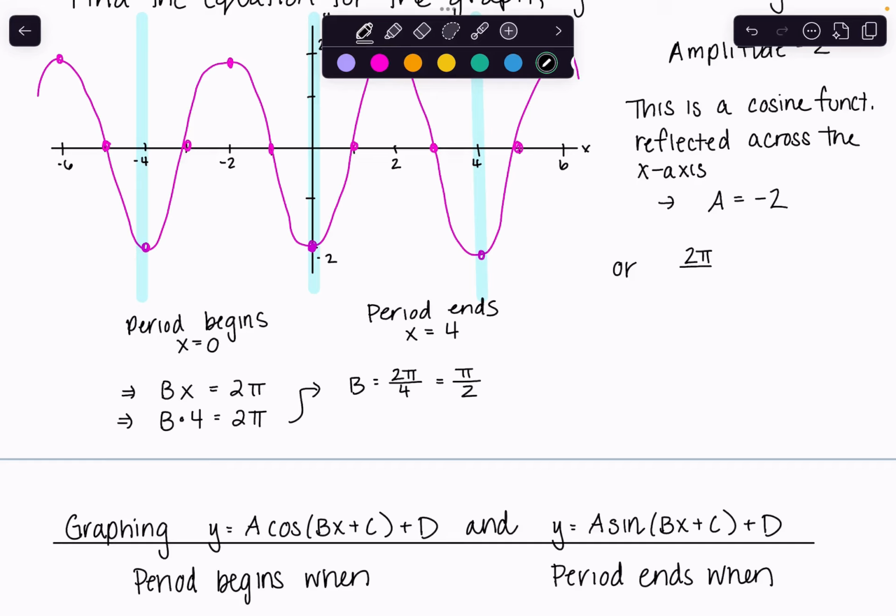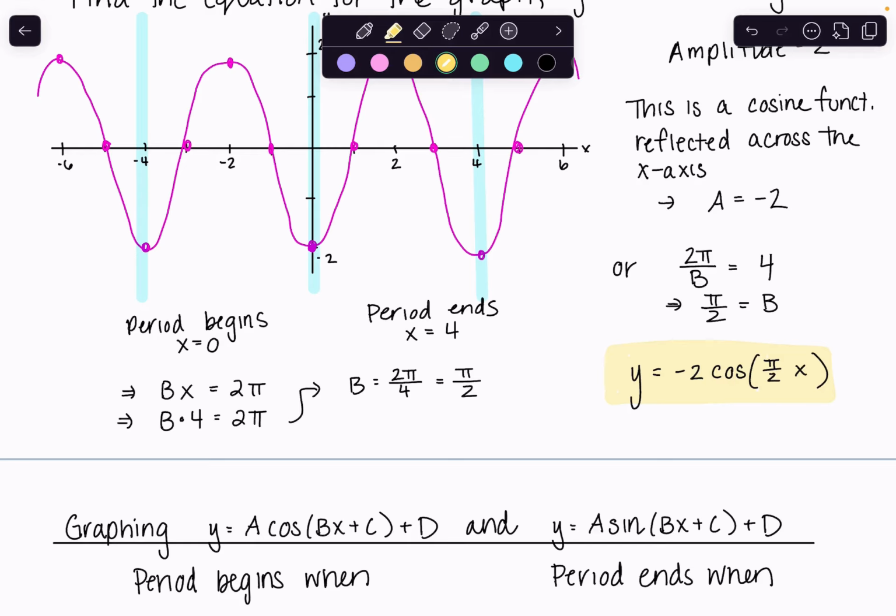So 2 pi over b is going to equal 4, because that's our period length. And then again, just rearranging this would give you the same thing. You would get pi over 2 as your value of b. So our actual equation for this graph, our value of A is -2, we are dealing with a cosine function, and we have pi over 2 as our value of b on the inside. So this is the equation of our graph, okay?